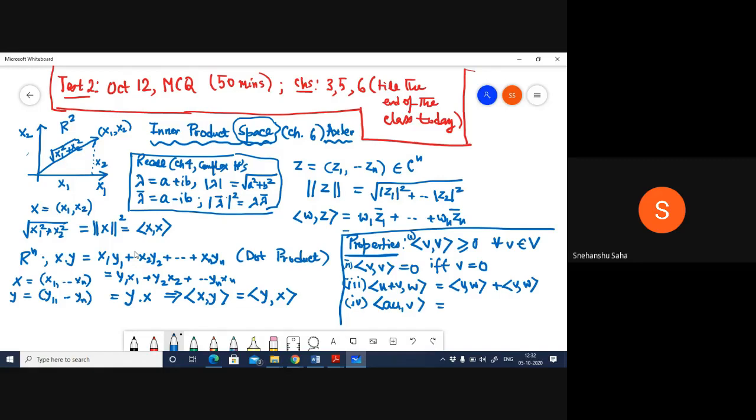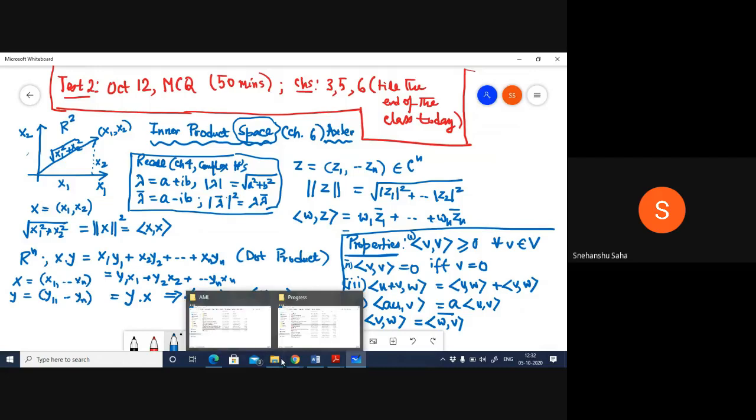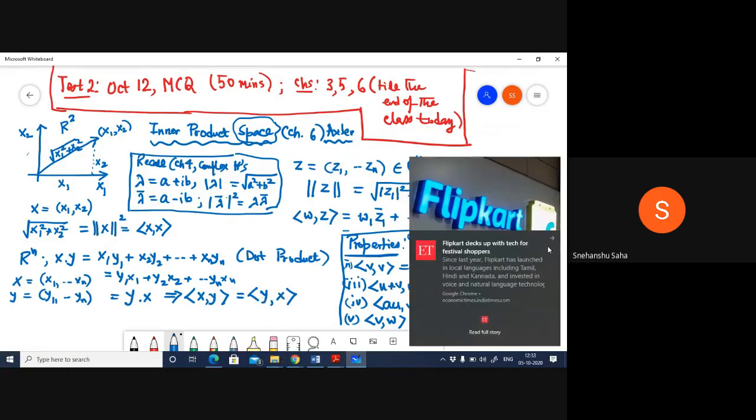The fourth property is homogeneity, which means if I have a scalar multiple like this, I can pull the scalar out and I won't have a problem. However, if I have a scalar multiple in the second component, when I pull the scalar out, it will be the complex conjugate of that scalar that will be pulled out. And the last one is called conjugate symmetry, which means the inner product of V and W is equal to the inner product of W and V, conjugated.